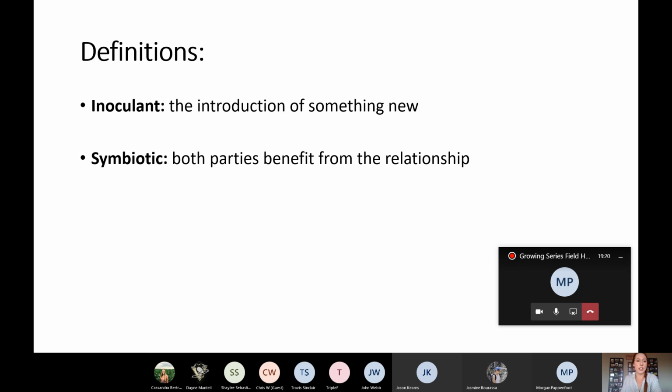And then another definition that you might run into would be symbiotic. This is a relationship where two things benefit from each other. It's kind of like you scratch my back and I'll scratch yours. So those are some definitions that we'll encounter as we go through this.